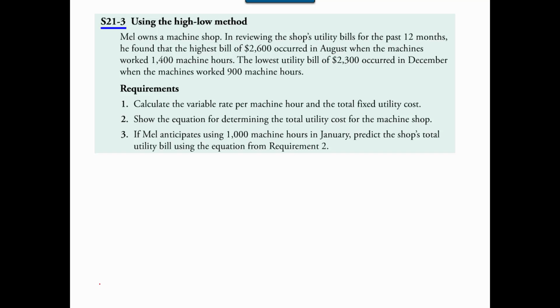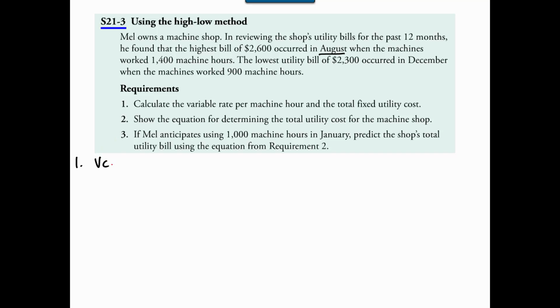Mel owns a machine shop, and in reviewing his utility bills for the past 12 months, he found that the highest bill was August, and he had 2,600 and 1,400 machine hours, and his lowest activity was 900 machine hours, where the bill was 2,300. So now we've got the high and low point, so that's step 1. He already did that. So the first part of this question, we're going to calculate the variable cost per machine hour and the total fixed cost.